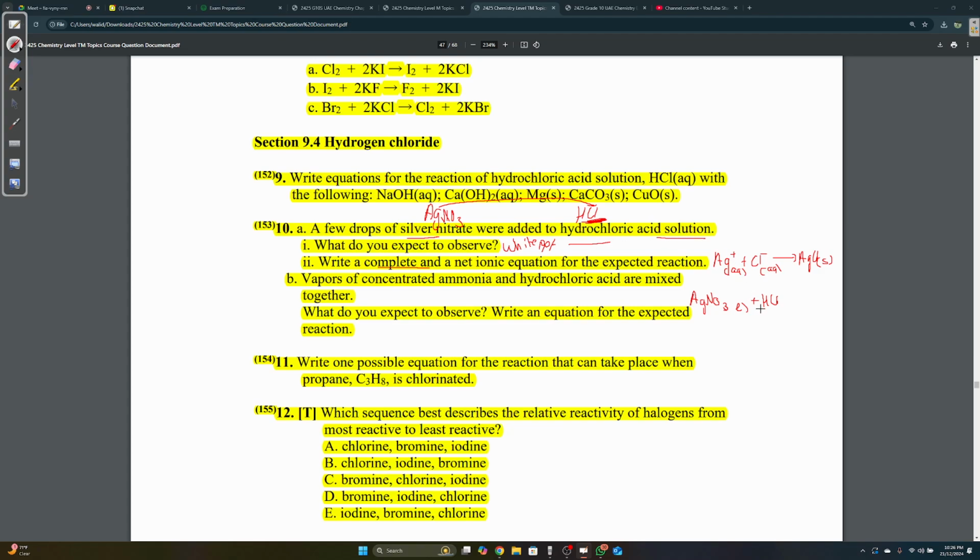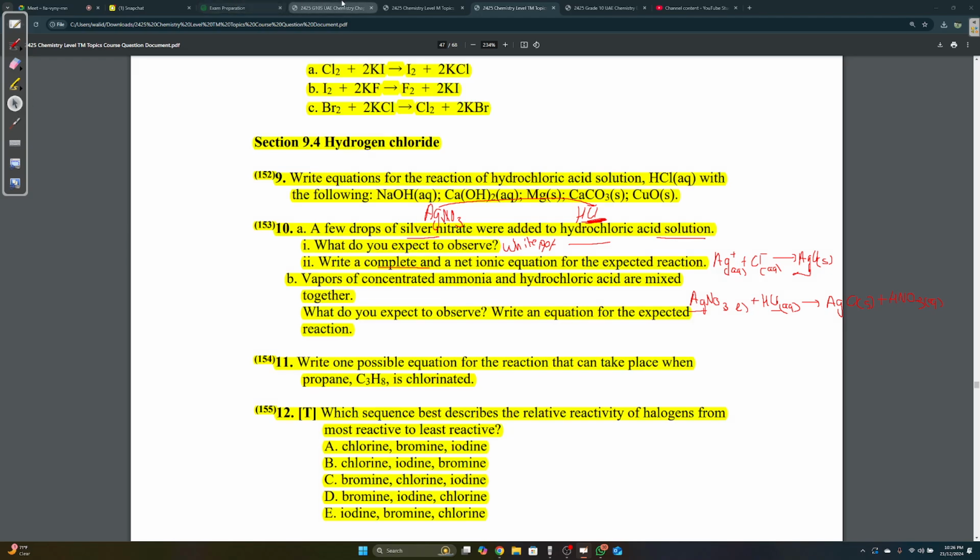HCl is the solution, right? To produce, we said AgCl, solid, and what's left over? HNO3, right? We're done from the Ag, we're done from the Cl. What are you left with? HNO3, it should be aqueous as well.